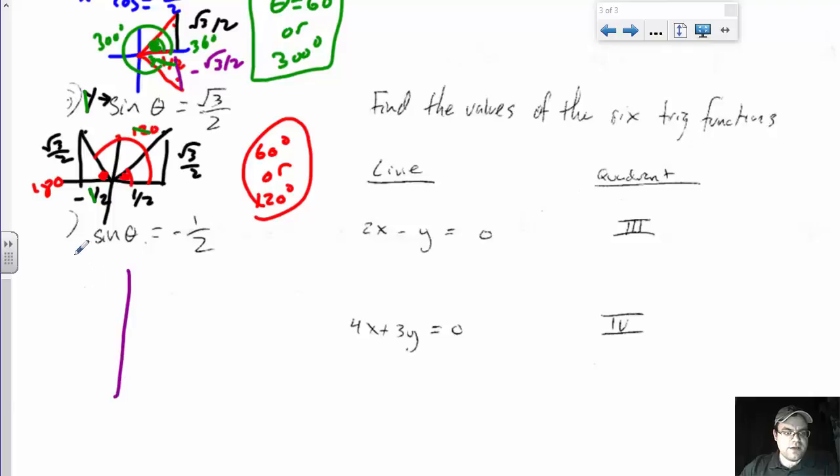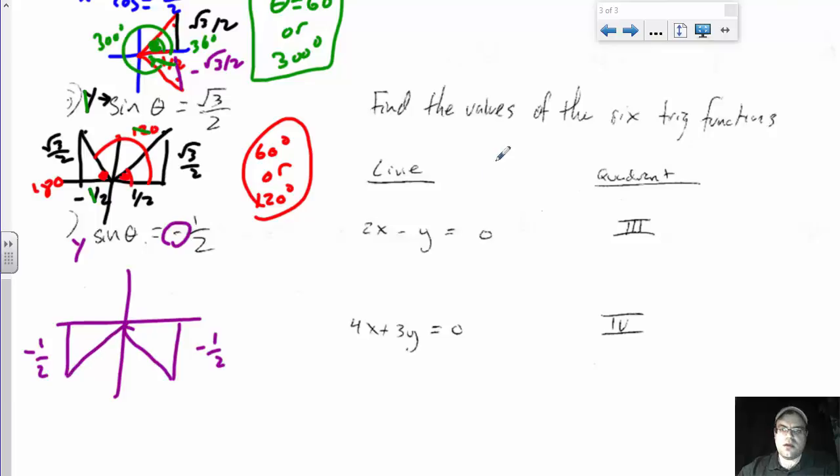Okay, sine is a y value, and the y value is negative. So the y value will be negative in this quadrant and this quadrant. So this is -1/2. This is -1/2. And I have some sort of triangle here and a triangle here. If that's the case, if this is -1/2, this is going to be √3 over 2, this distance right here. And this is going to be negative √3 over 2, this distance right here.